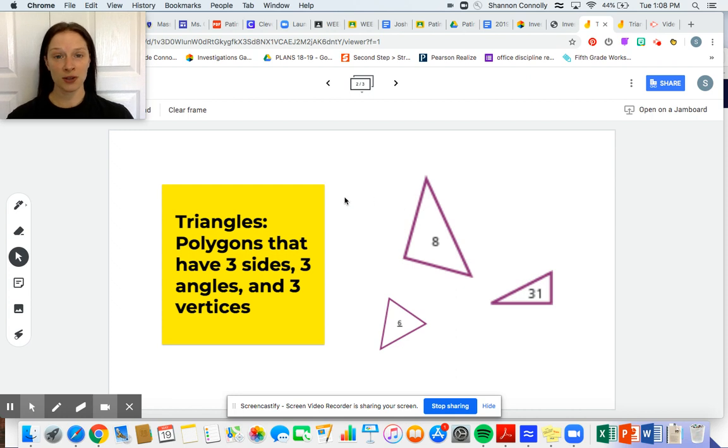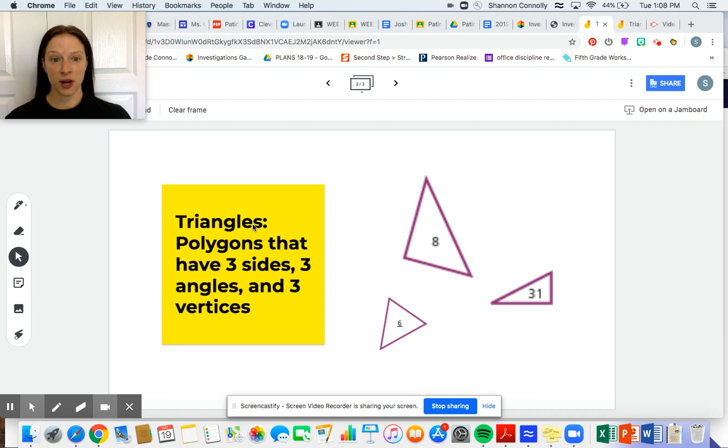So triangles are a type of polygon, okay? So if you are in my class, we are gonna start thinking about polygons and how to classify all of these shapes. Polygons are shapes that have many sides, okay? This is one type of polygon, a triangle. And to be a polygon, the shape has to be closed. There cannot be any openings. And the lines have to be straight. We can't have any curved lines, okay?